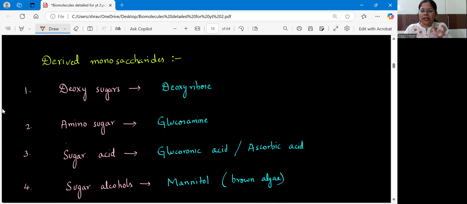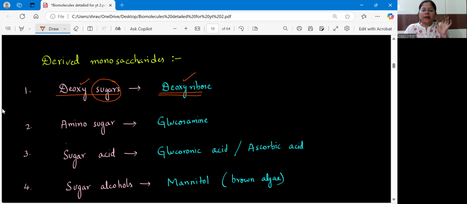Now, what do you mean by derived? These are nothing but monosaccharides slightly modified. For example, we have deoxy sugars. We have a sugar, that is a carbohydrate, in which we have removed the oxygen. Now this we have seen: deoxyribose. We have a ribose sugar, proper ribose sugar, wherein we have removed the oxygen molecule, it becomes deoxyribose.